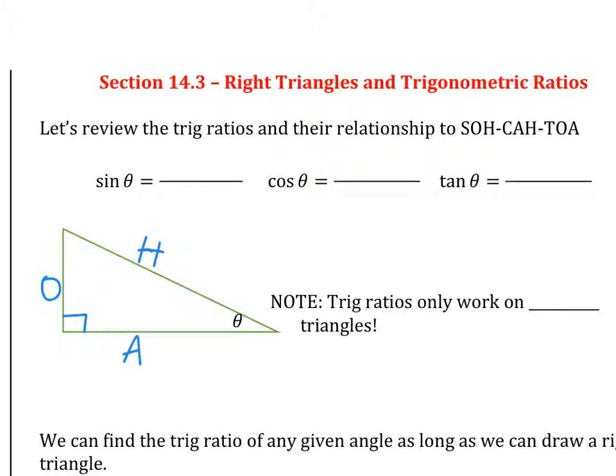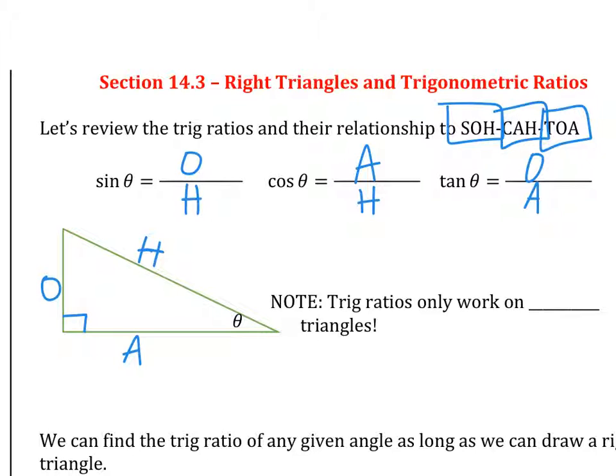So sine is what side over what side? SOHCAHTOA. Opposite over hypotenuse. So that's why you get the S-O-H: sine, O is opposite, H is hypotenuse. How about cosine? Adjacent over hypotenuse, and then TOA, opposite over adjacent. This only works on right triangles. If we're going to go to non-right triangles, this will not work.